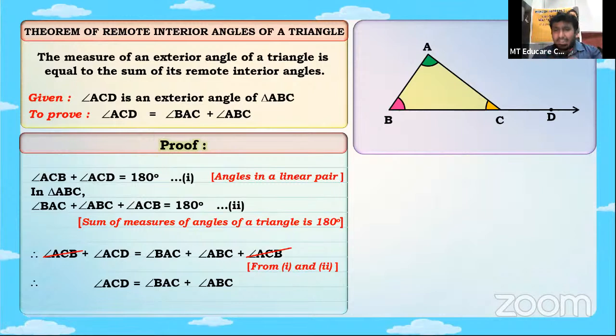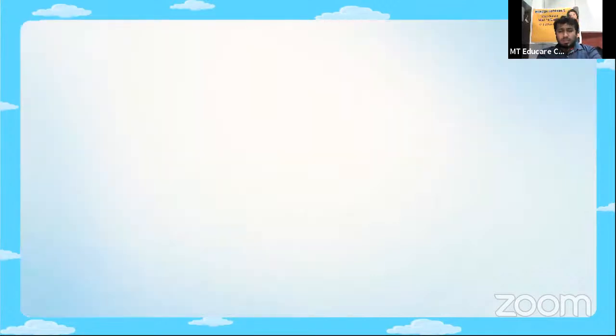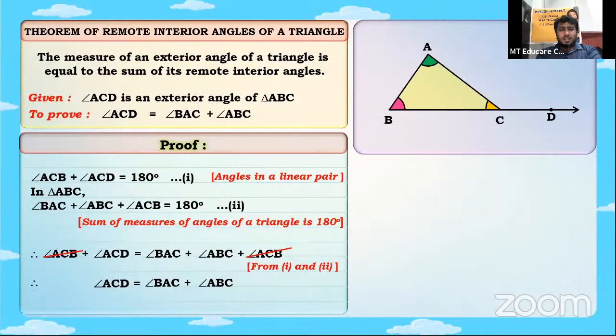After completing the entire theorem, if you wish to get full marks in this theorem, suppose this theorem comes for 4 marks, in the last you can write hence proved and the entire statement again. So how will you write it last? Hence proved, the measure of an exterior angle of a triangle is equal to the sum of its two remote interior angles.